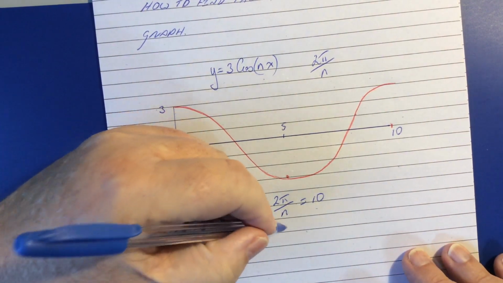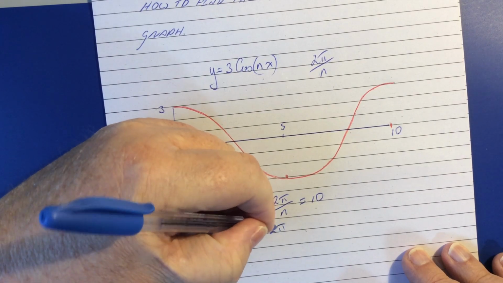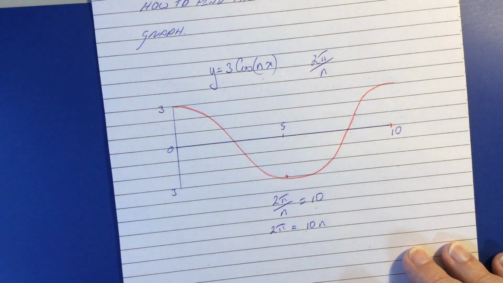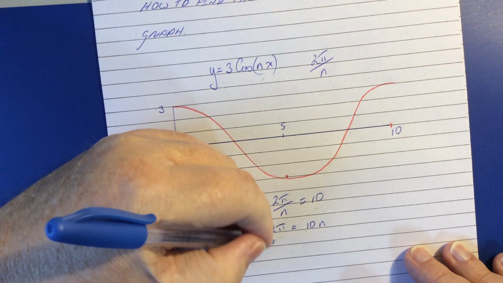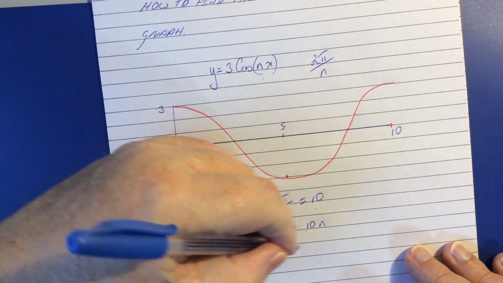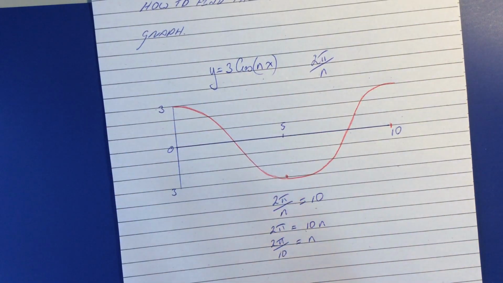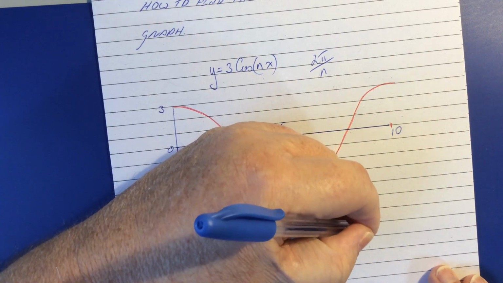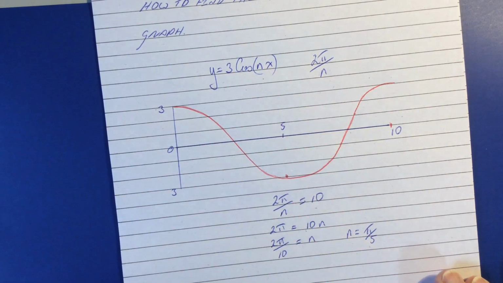Okay, so 2 pi equals 10n. Fairly straightforward algebra. This is my point. This doesn't have to be as terrifying as it looks. 2 pi on 10 is equal to n. It really can't get simpler than that. So n is going to equal pi on 5.